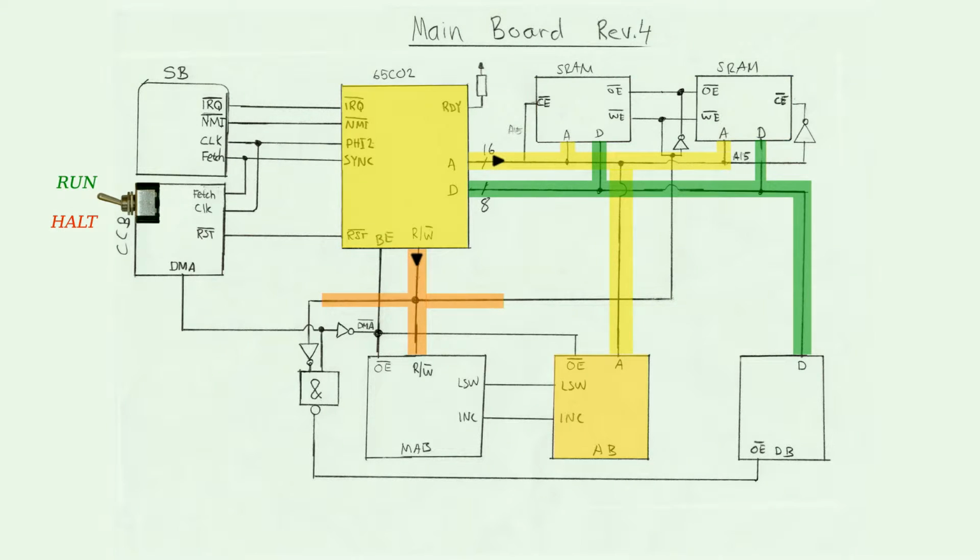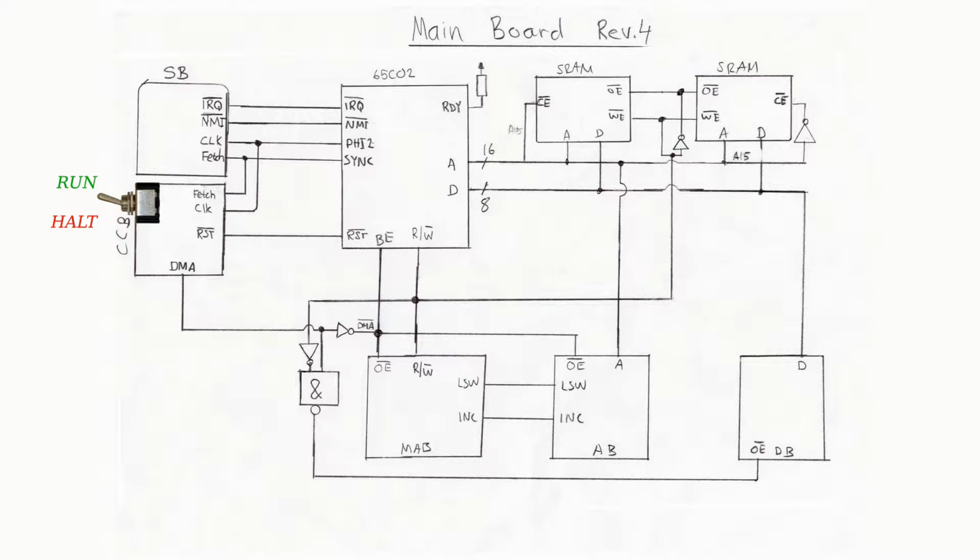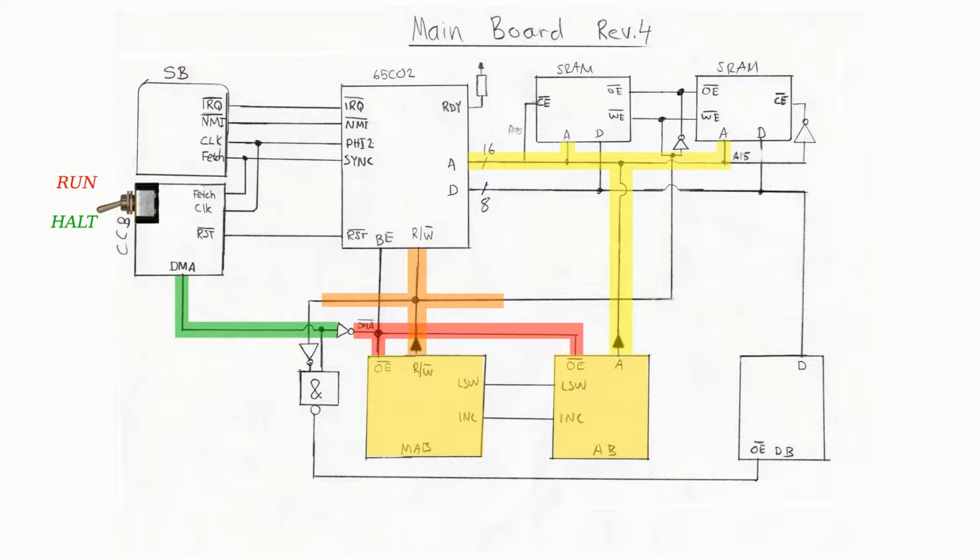In this mode, the address and data boards are passive and only visualize the contents of the buses. If the HALT run switch on the CPU control board is switched over to HALT mode, the DMA, which is the direct memory access, signal goes high to indicate that someone else, that is not the CPU, drives the address bus and the read-write signal. The DMA signal is inverted and provided to the address board and memory access board as an active low output enable signal. The address board is now driving the address bus and the memory access board drives the read-write signal.